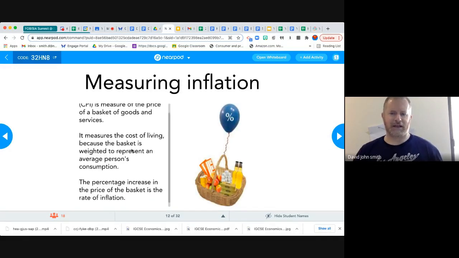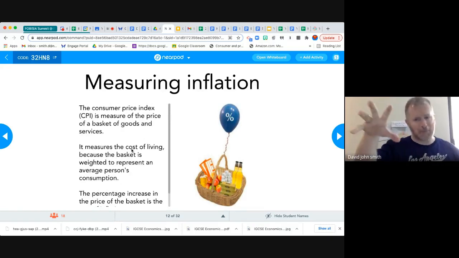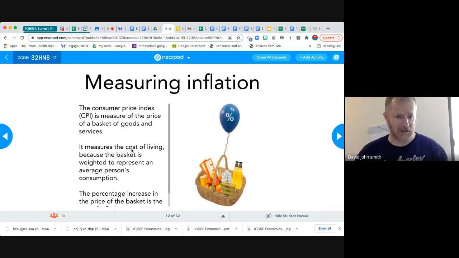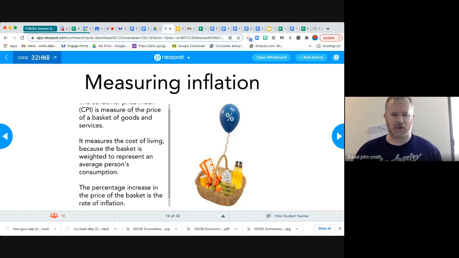Right. So how do we actually measure inflation? Well, it's complicated in a way, but also straightforward in another way. We use what's called a consumer price index, CPI. And what we're going to do is grab a basket of goods and services. That's why this image I told you was going to come back. So trolley, basket, whatever you imagine when you're going shopping, but it's goods and services, and you collect those. They're averaged, so we're going to work out the cost of living for the average person's consumption.